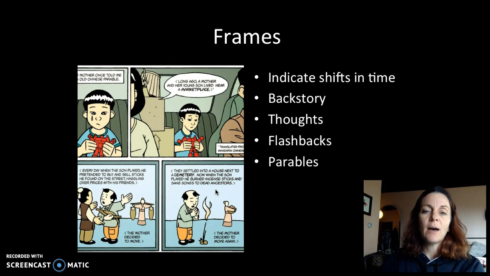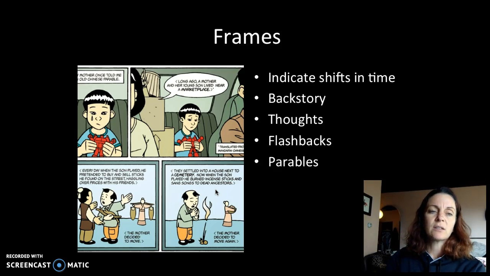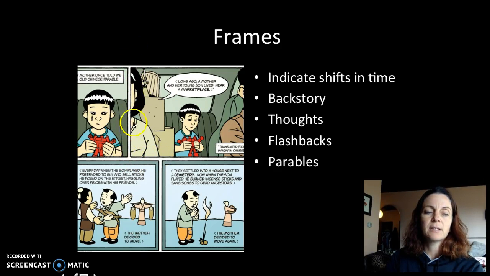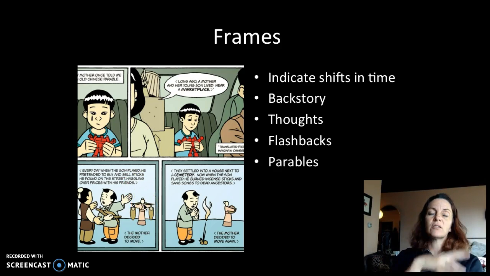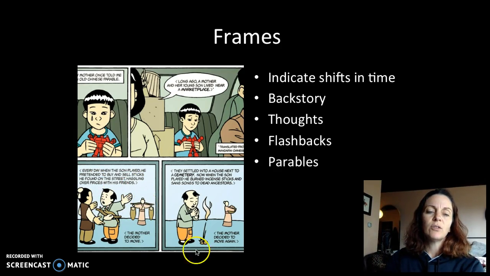Also frames. Frames can indicate specific things. Throughout the story you'll see some frames that are very much like this, just black lines. But there are a couple of instances where you're going to see frames that have a color. This one is a frame where his mom is telling him a story or a parable. During that time, so that the reader knows that the story has shifted, they'll use a different color frame here and a different width as well. It's also used sometimes for flashbacks or backstory.